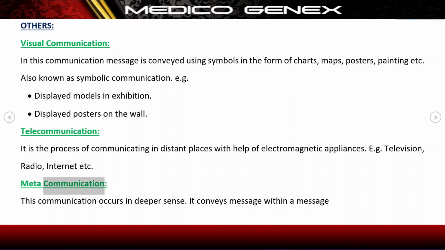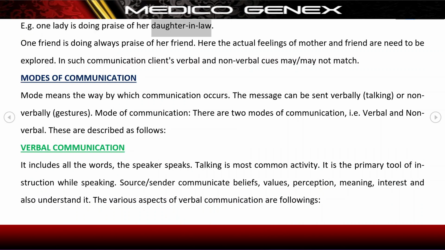Metacommunication. This communication occurs in a deeper sense. It conveys a message within a message. E.g., one lady is always praising her daughter-in-law. One friend is always praising her friend. Here the actual feelings of the mother and friend need to be explored. In such communication, clients' verbal and nonverbal cues may not match.